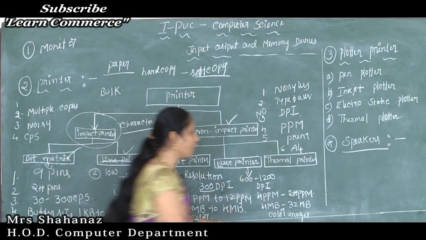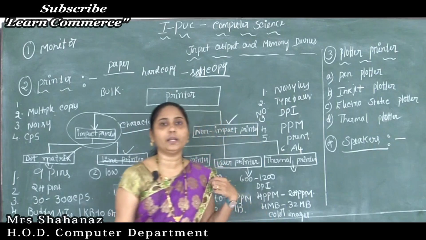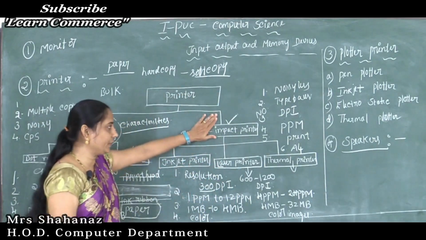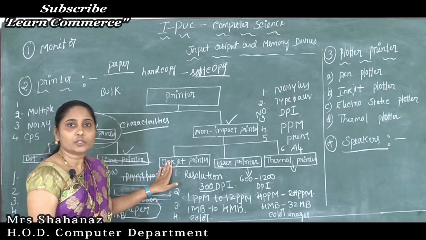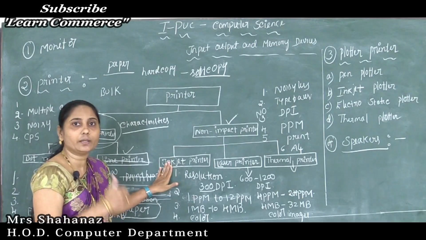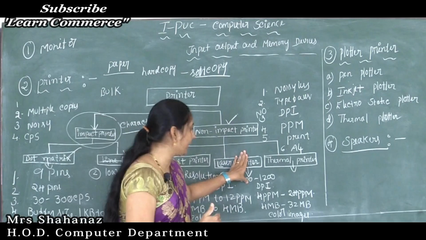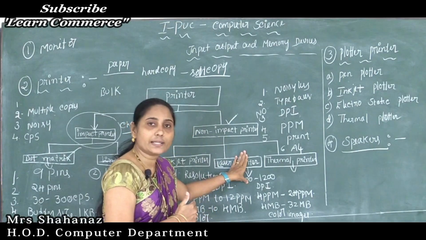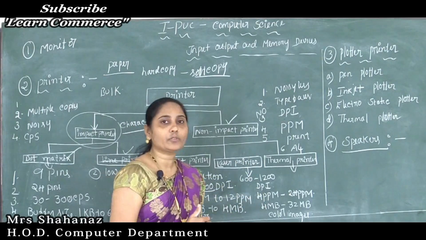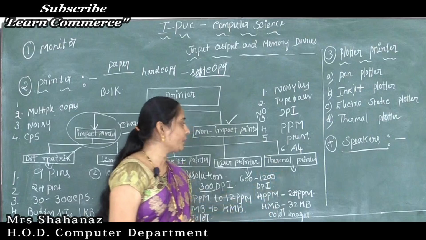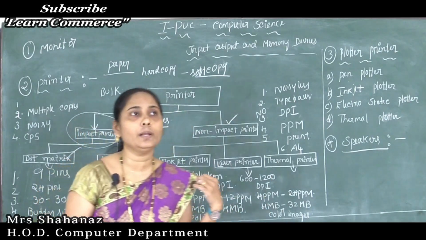Now let's talk about the last printer. The last printer name is the thermal printer. So clear this point? Non-impact printers have types. The first type is the inkjet printer, we know some of the characteristics of the inkjet printer, and the second type is the laser printer, and also some of the characteristics of our laser printer. Now the last printer is called the thermal printer.